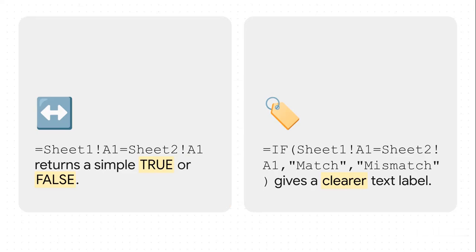And this really shows you the two main ways to do it with formulas. You could use a very basic equals formula, which just gives you a simple true or false. But if you wrap that same logic in an IF function, like we just saw, you get a much clearer text label, something like match or mismatch. And let's be honest, that's often much easier to read when you're scanning through your data.